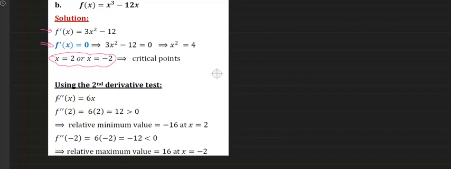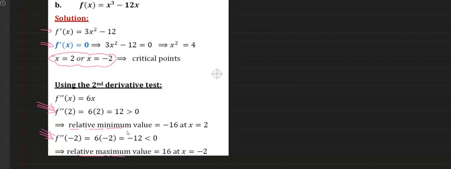Using the second derivative test, we will derive the second derivative from the first, 6x, and then we'll substitute that as a third step at 2 and at negative 2. Substituting it at 2, we got a positive, which means a relative minimum. And if we get a negative, it means that we got a relative maximum.